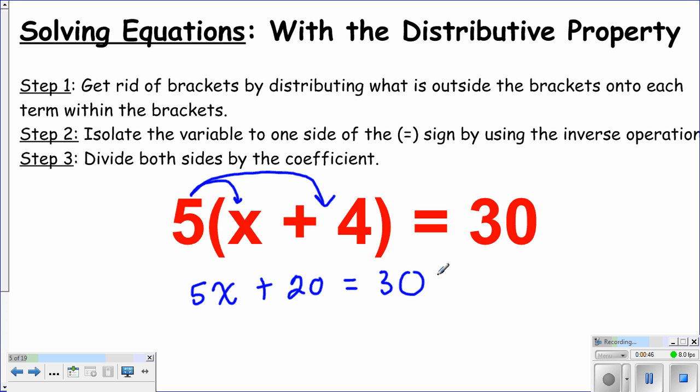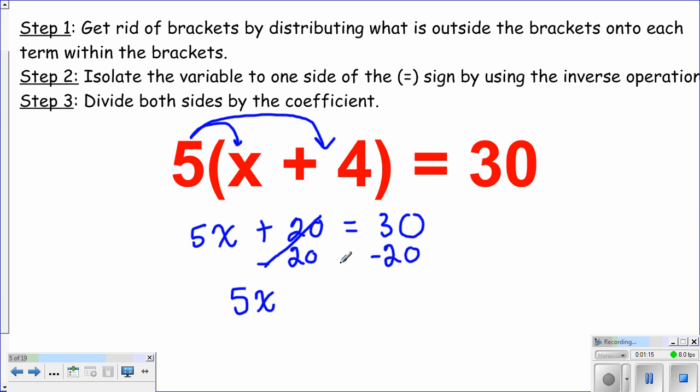We always remember we want to get rid of what is furthest away from the x first. So let's get rid of this positive 20. And remember, to do that, we're going to complete the opposite function. So the opposite function of positive 20, or adding 20, is subtracting 20. So we're going to subtract 20 from both sides of our equal sign. When we do that, that's going to cancel out both of these. And on the left-hand side of the equal sign, we're going to be left with 5x. And on the right-hand side of the equal sign, well, 30 minus 20 is going to leave us with 10.